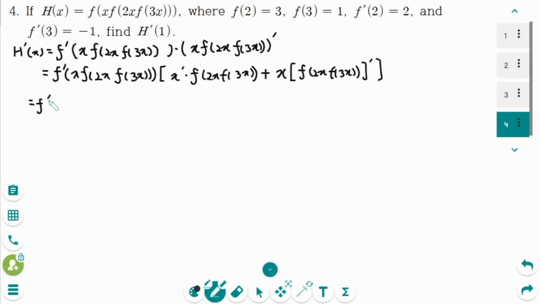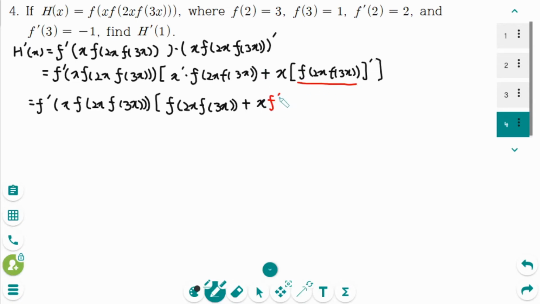Equals f prime of x times f of 2x times f of 3x times x prime equals 1, f of 2x times f of 3x plus x times, only think about this prime, f prime of inner function times inner function prime. The inner function is 2x times f of 3x.